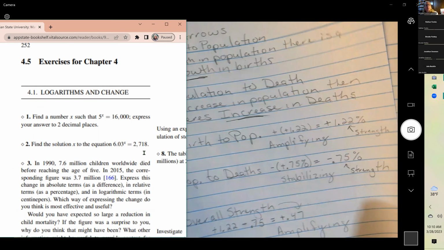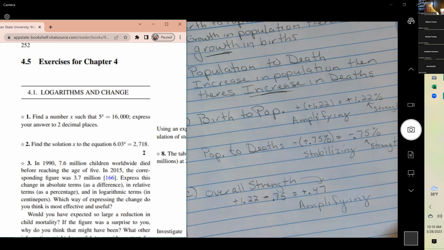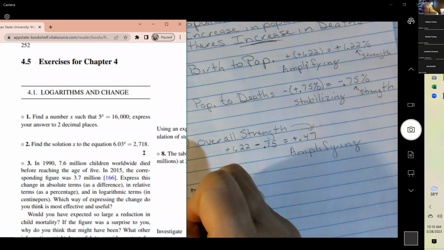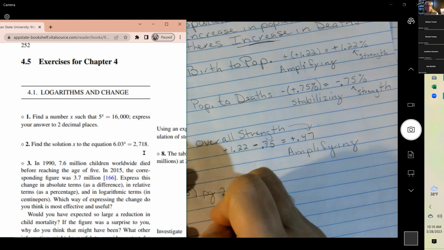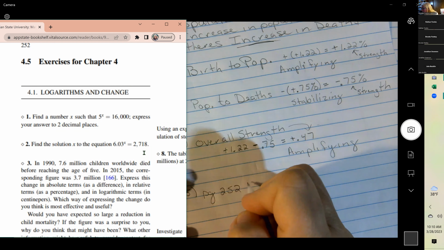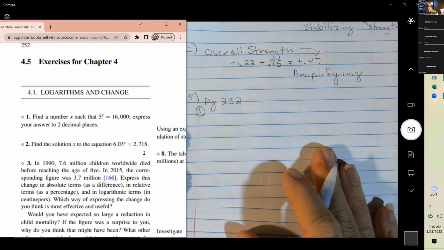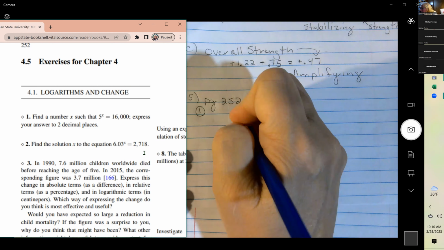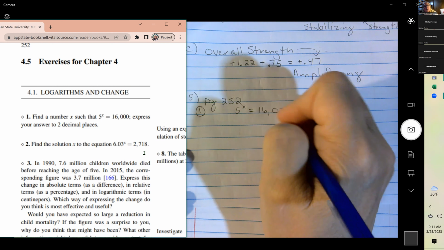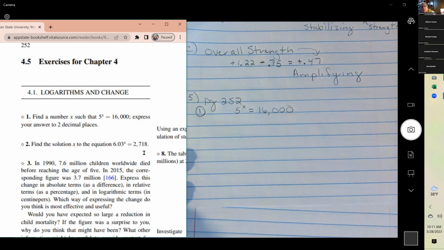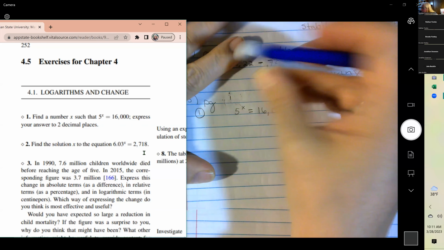Notice that the variable is in the exponent. I probably could do it on this page. Number 1, 5 to the x equals 16,000. Express your answer to 2 decimal places. Now we're trying to find x, and it's in the exponent.